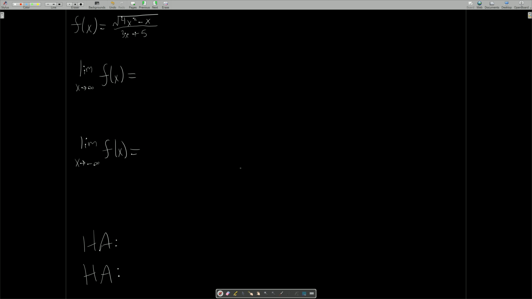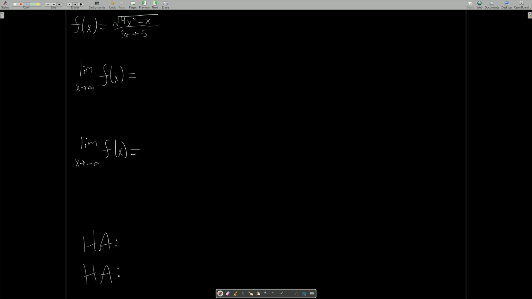And so that doesn't have much of an effect in this problem. You can just consider it as square root of x squared. That's just x to the 1, right? But keep in mind that this 4 is also being squared.